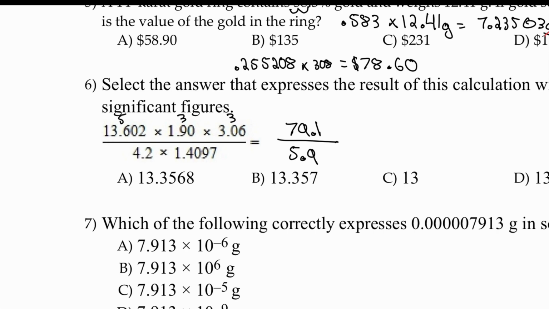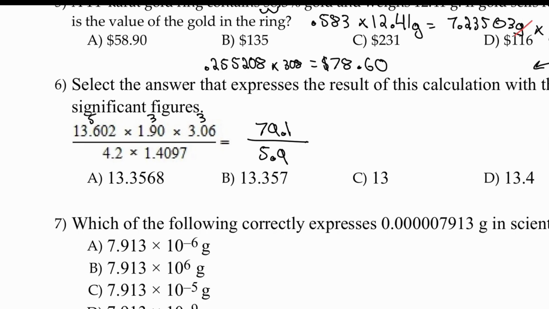We're going to keep it to 2 sig figs this time. But now we're seeing division. What's the rule for division? It's the same as multiplication, which is going to be the lowest number of sig figs. So this one's going to have 2. This one's going to have 3. So we have to have our final answer as 2 sig figs.